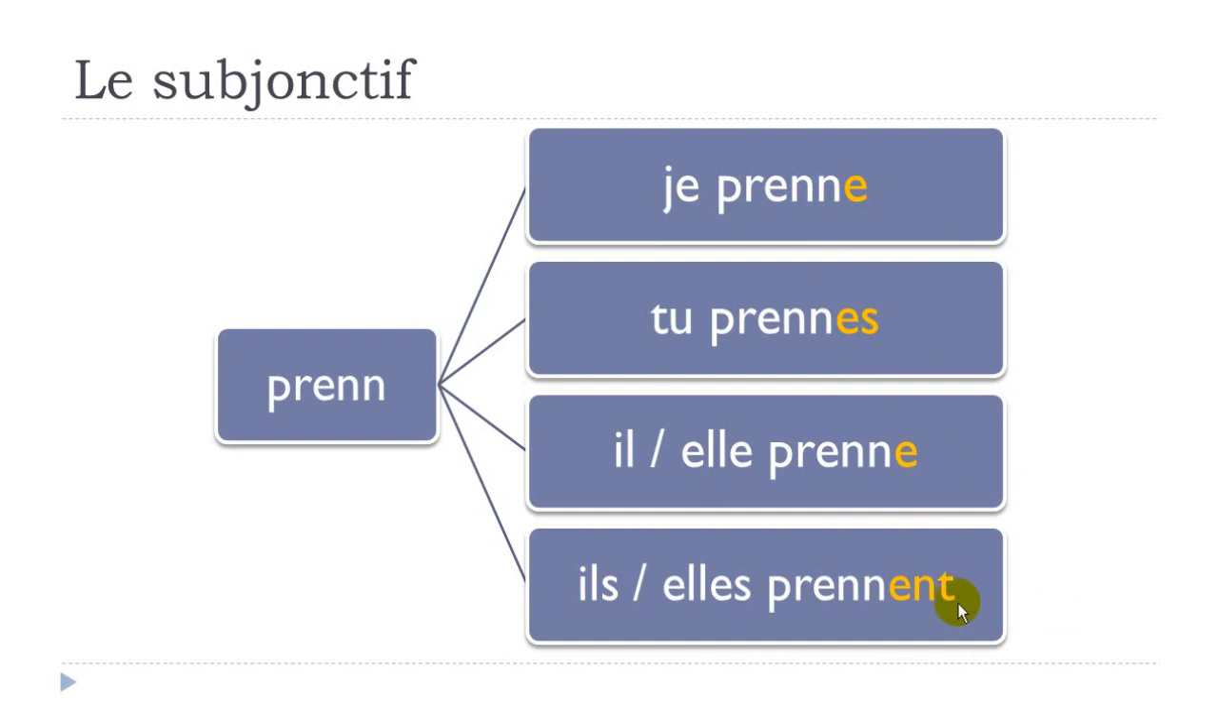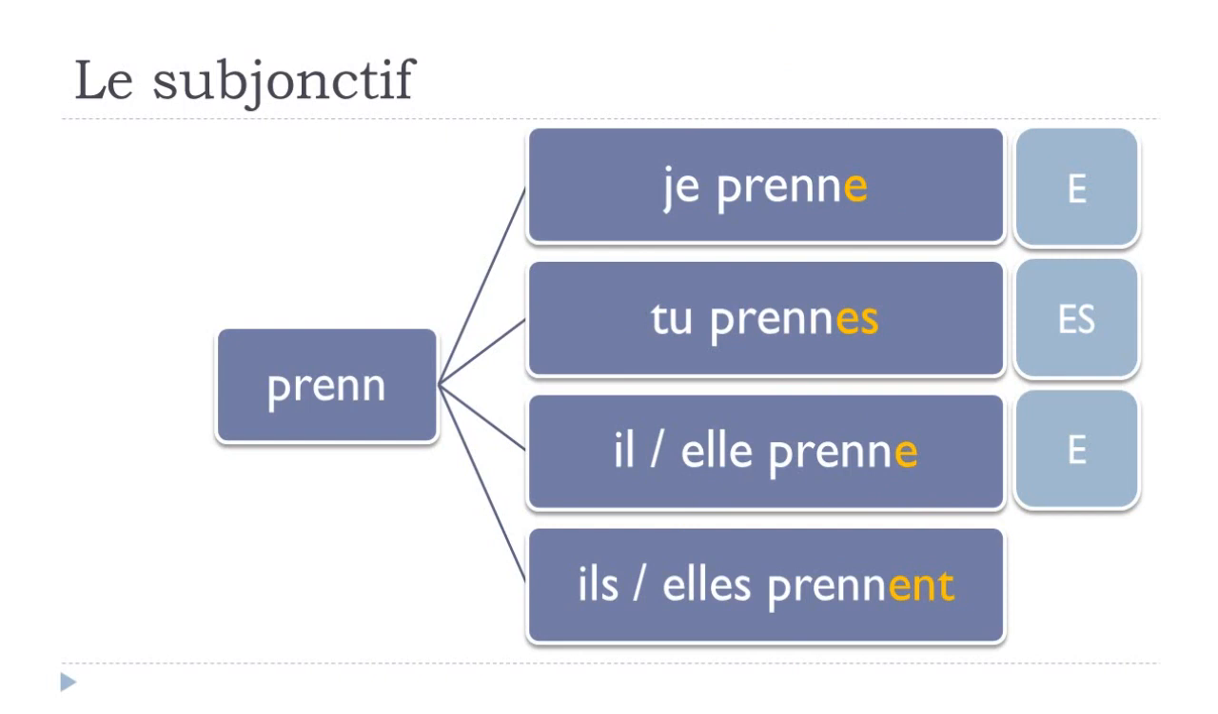Then phonetically, as usual, remember, we've got only one form here. It is exactly the same form, so we pronounce it the same way, but of course, as usual, we write it differently, okay? So keep in mind that the ending for je is e, the ending for tu is es, the ending for il, elle is e, and the ending for ils, elles, the plural form, is ent.